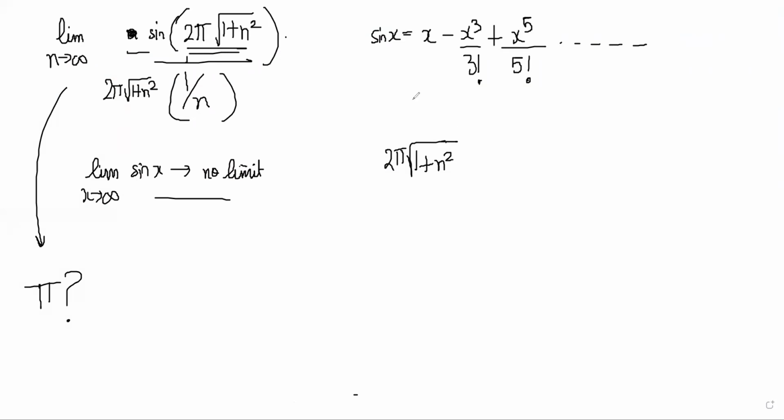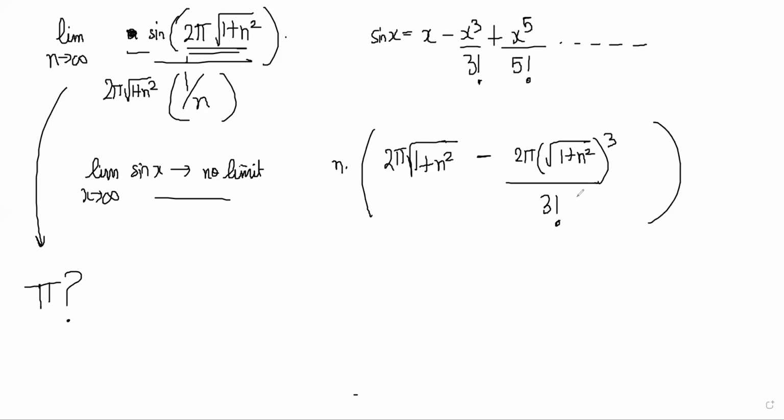Okay, maybe we'll check what is happening in the Taylor series. Let's see. 2 pi root over 1 plus n square whole cube by 3 factorial. I'll ignore the other terms. And you have an n outside, right? n outside. So limit n tends to infinity.